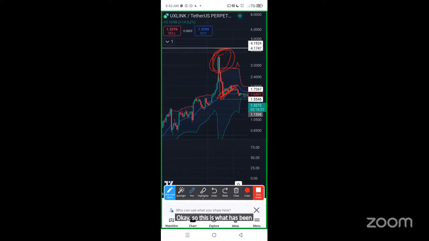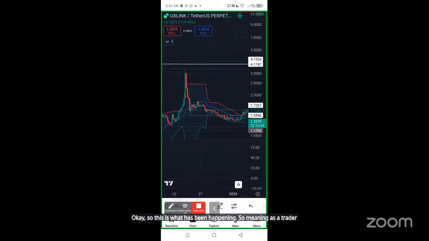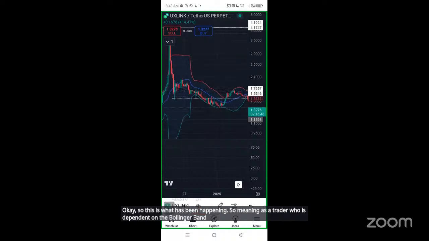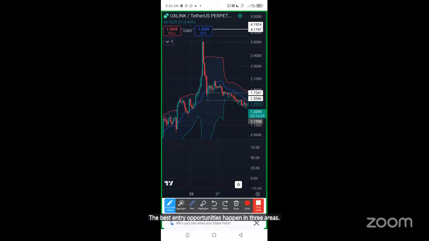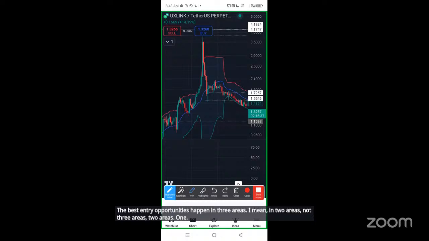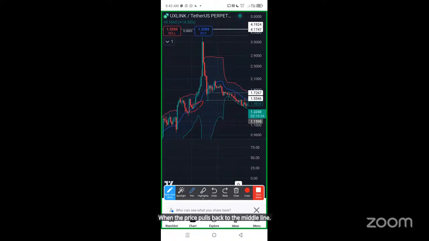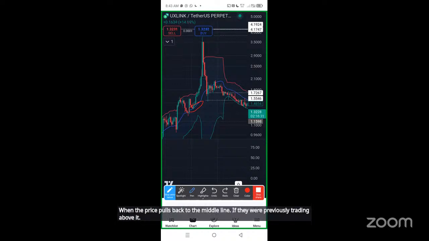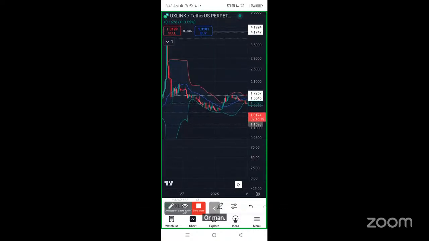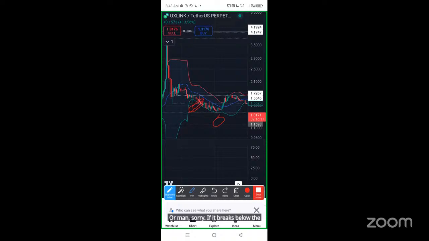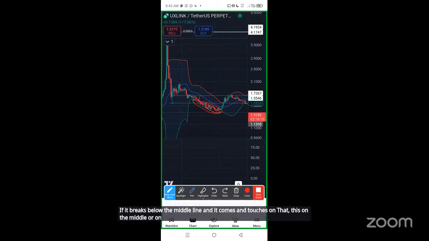So meaning, as a trader who is dependent on the Bollinger Band to make entry opportunities, the best entry opportunities happen in two areas. One, when the price pulls back to the middle line, if it were previously trading above it. If it pulls back to the middle line, that is a good entry opportunity. Secondly, if the price breaks below the middle line and it comes and touches on the lower band, it's another entry opportunity.